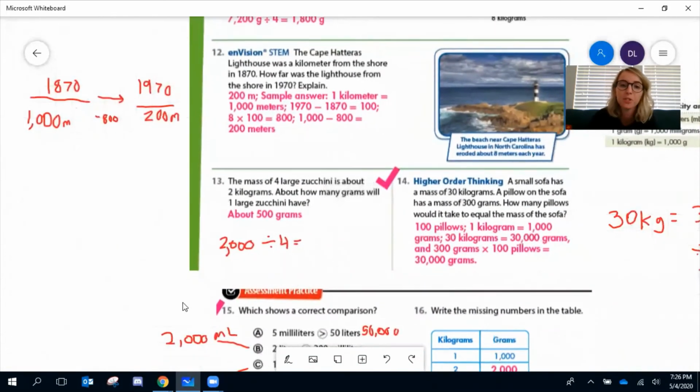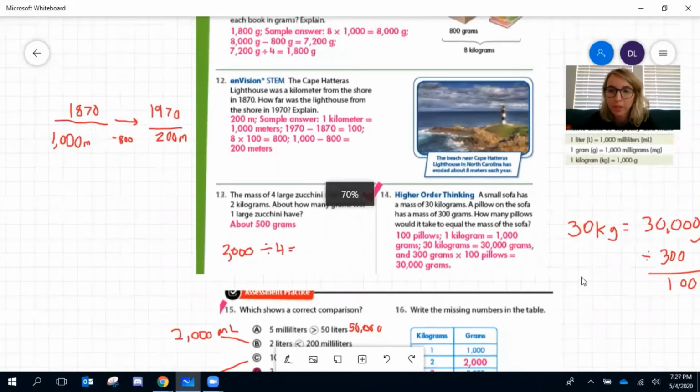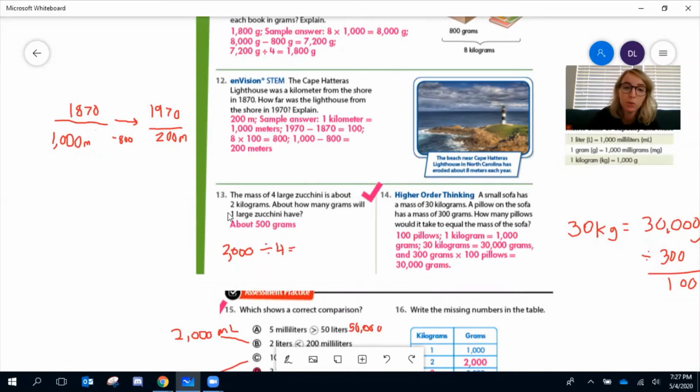The mass of 4 zucchini is about 2 kilograms. About how many grams will one large zucchini have? So we need to turn our kilograms into grams. So we need to multiply using our chart. We know that there are 1,000 grams in a kilogram. So we multiply 2 times 1,000 and get 2,000.